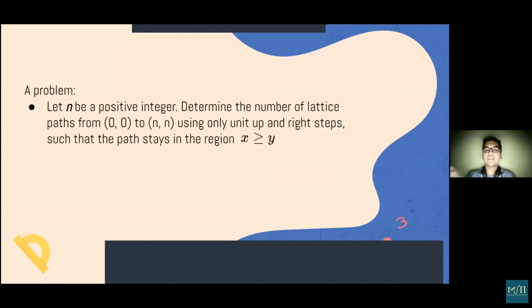We have to determine the number of lattice paths, which is to say the paths in the grid from 0,0 to n,n. Both x and y should be equal in this case, using only up steps and right steps, such that the path stays in the region x is greater than or equal to y, right? So we are introducing two constraints in this problem. First, the path must stay between that diagonal line that we draw from 0,0 to n,n. And second, the grid should be a square, right? Because this statement implies that.